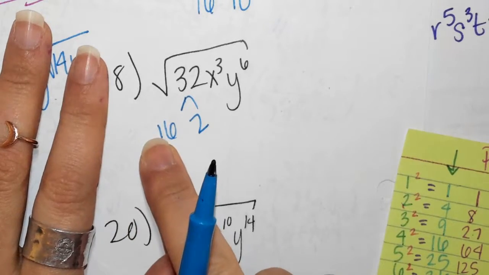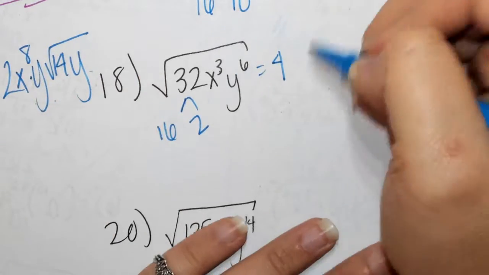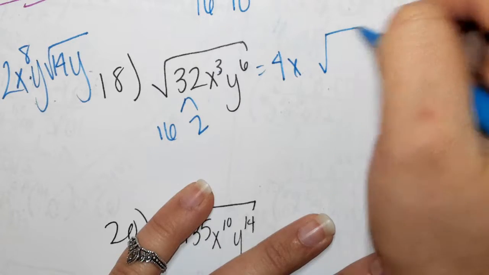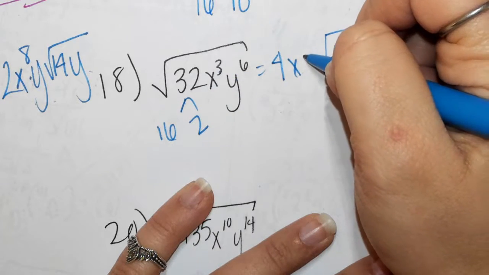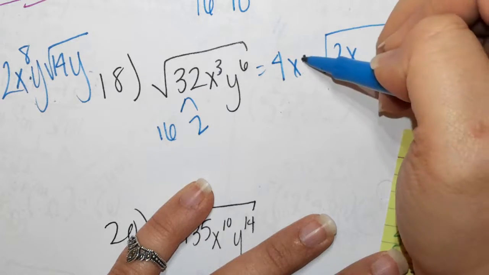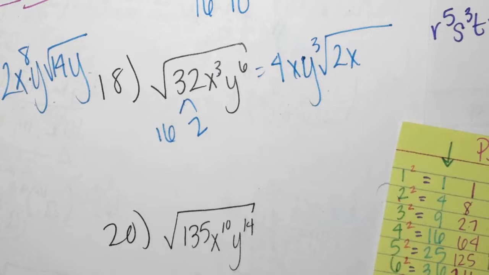Alright, and what's the square root of 16? 4. Alright, so 4 goes to the outside. 2 goes into 3 how many times? 1. With 1 left over. Alright, 2 goes into 6 how many times? 3. Let's be a little faster on that. 2 goes into 6 how many times? More than 1.